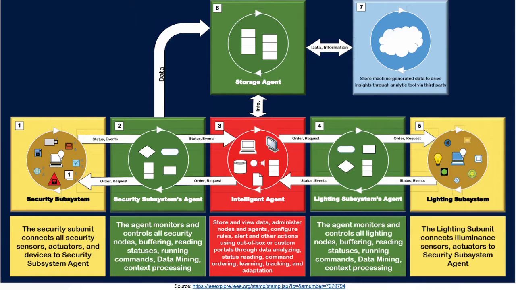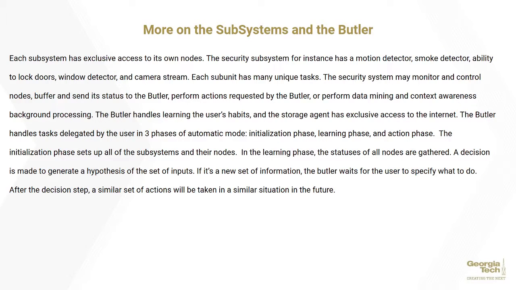So now that it has all that data from the butler and the cloud, the security system might say, hey, turn off the lights if someone breaks in. The lighting subsystem responds. All of this communication is handled by the intelligent agent based on its own interpretation of the situation and to some degree what's going on at layers 1 and 2 of the 5C architecture, the cloud computing aspect of it. More on the subsystems and the butler.